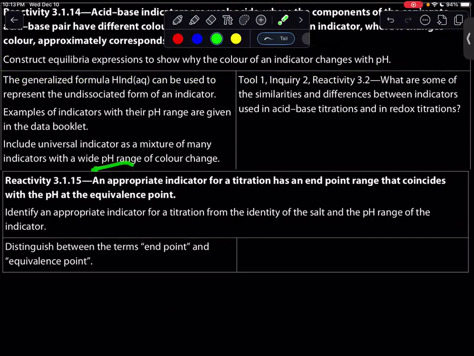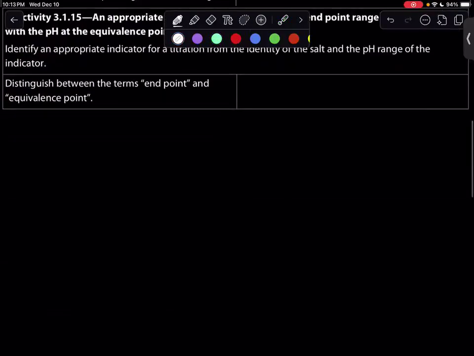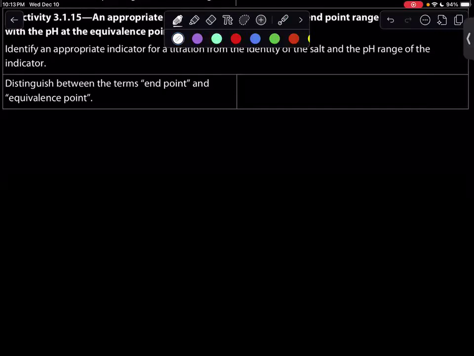In 15, we're going to talk about how we choose an appropriate indicator for a titration, where the endpoint range coincides with the pH at the equivalence point. So we're going to see that endpoint and equivalence point are different things, but we need both. We'll be able to identify an appropriate indicator for titration from the identity of the salt and pH range of the indicator. So it seems like quite a lot, but this is actually a pretty short lesson.